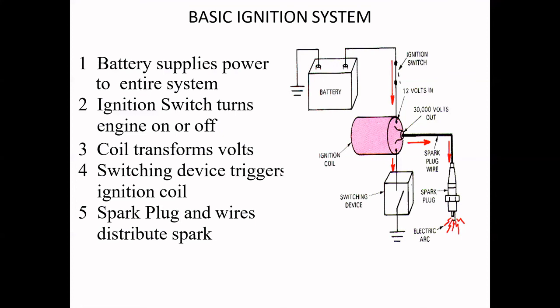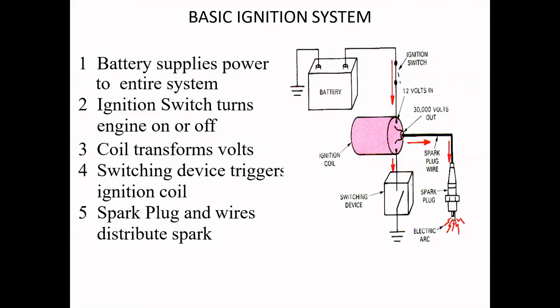And again in battery, two types are used. One is 6-volt battery, whether it may be lead acid or alkaline, or 12-volt battery. It is used according to the application of the engine.